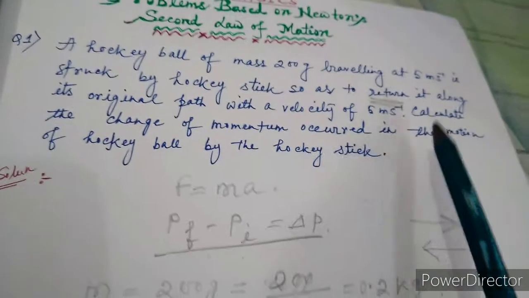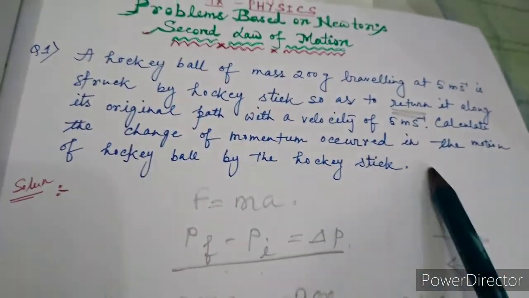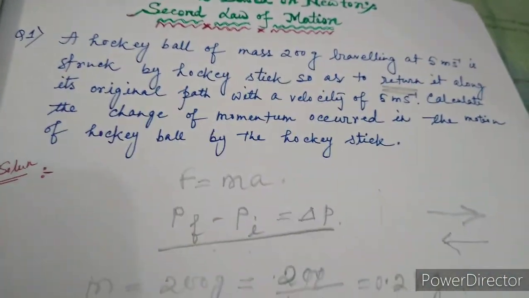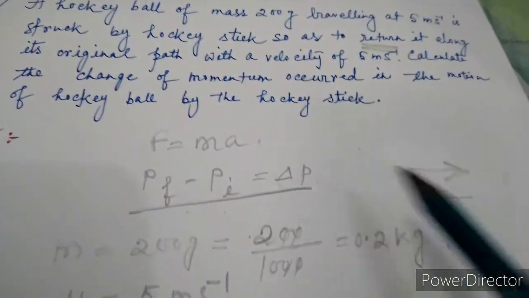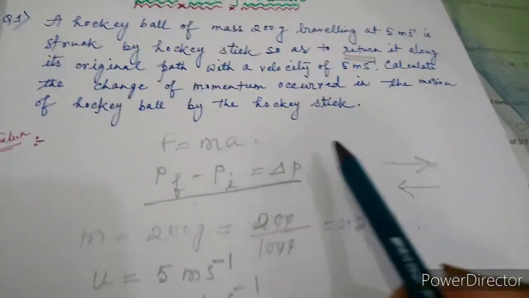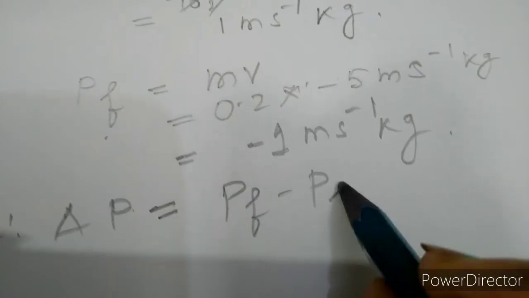So they have asked what? That is, calculate the change of the momentum occurred in the motion of the hockey ball by the hockey stick. So what you have to find? That is change in momentum, that is delta p. You know that delta P is the change in momentum. Change in momentum means PF minus PI.